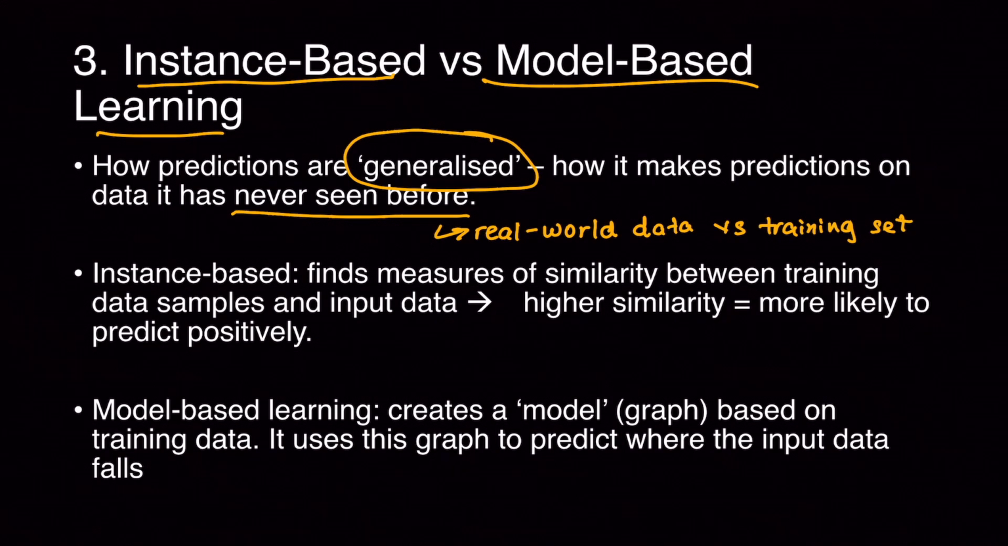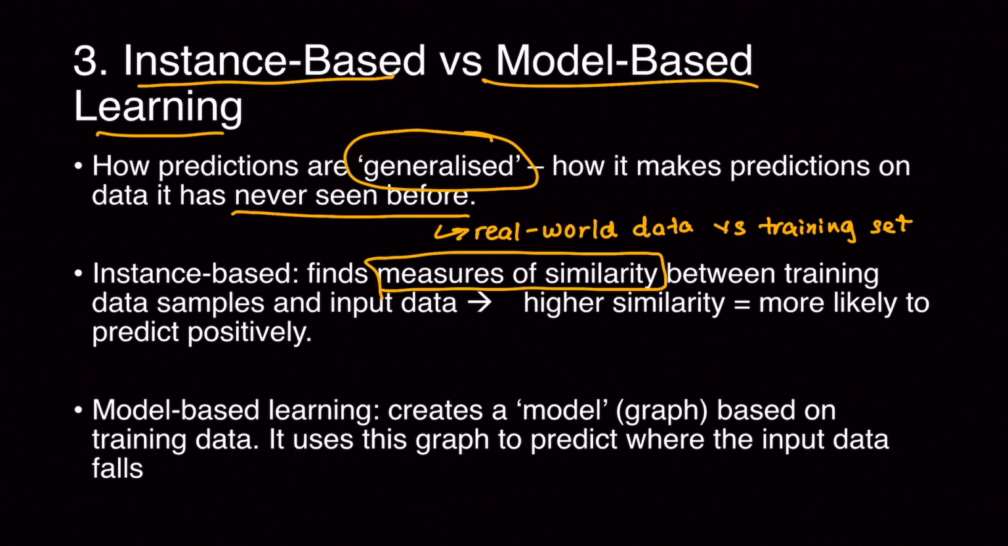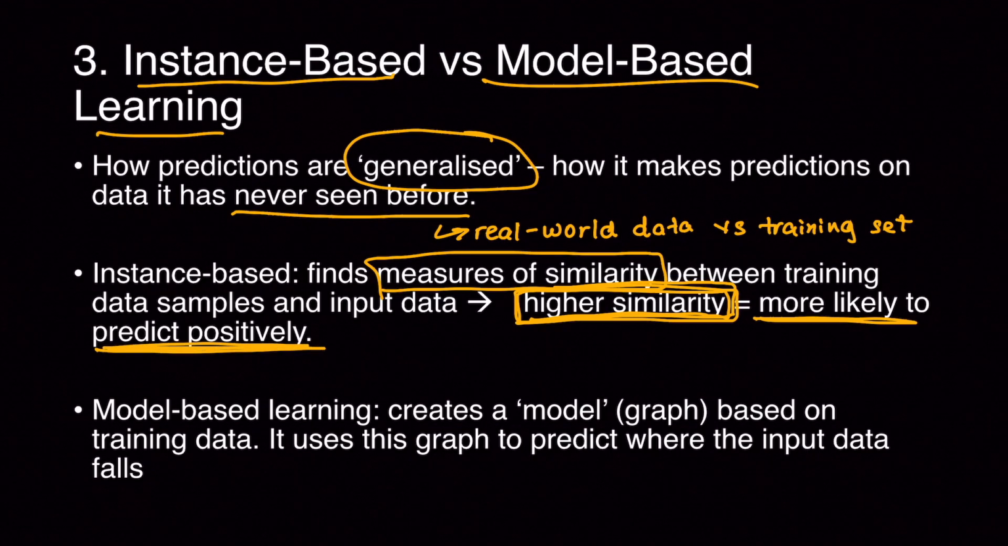So what is instance-based learning? Instance-based learning finds measures of similarity, so let's say the number of words between what was in the training set and the input data, or the number of vowels, or a certain color in an image. So it finds that measure of similarity between the training data samples and the input data, and it determines its prediction based on how similar they are. So the higher the similarity, the more likely the machine learning program is to predict positively.